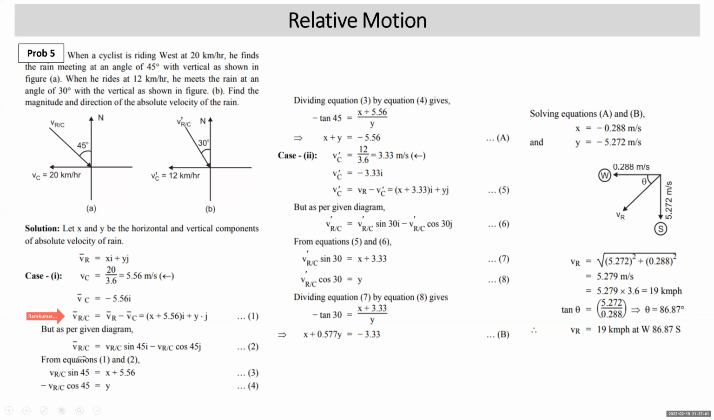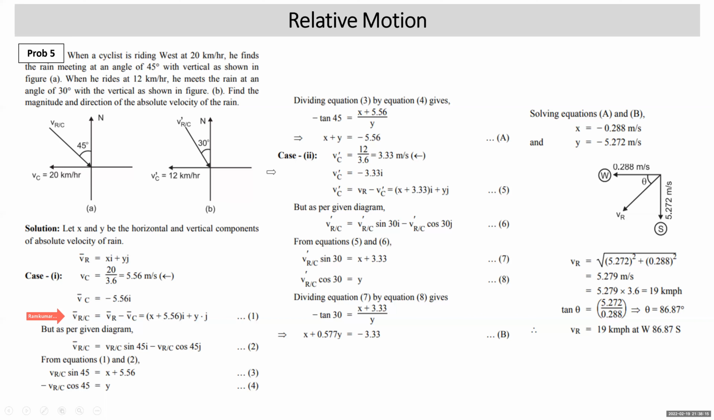Equations 1 and 2 are to be equated, so the i and j coefficients are to be equated. So VRC sin 45 is equal to x plus 5.56, and the j coefficient, minus VRC cos 45, is equal to y. Now here VRC can be eliminated if you divide 3 by 4. Dividing 3 by equation 4, minus tan 45 is equal to (x plus 5.56) upon y. Tan 45 is 1, so x plus y is minus 5.56. So this is the analysis of case A, or first case of observation.